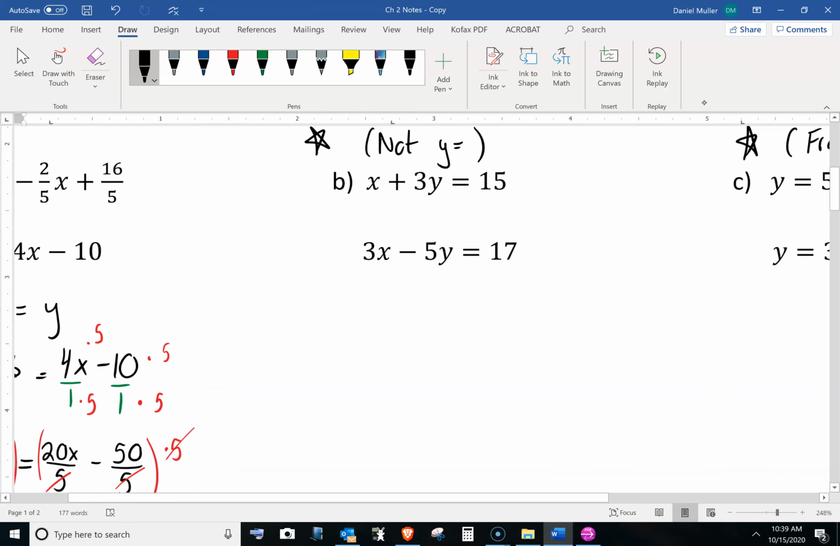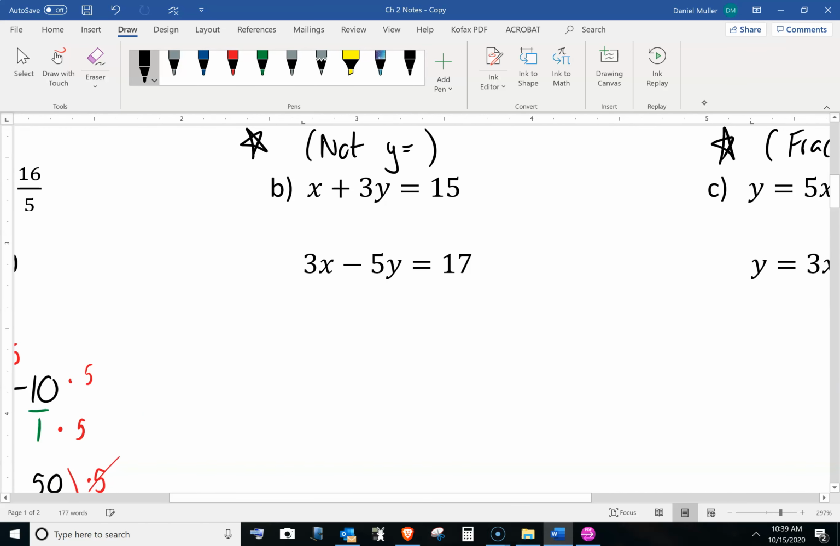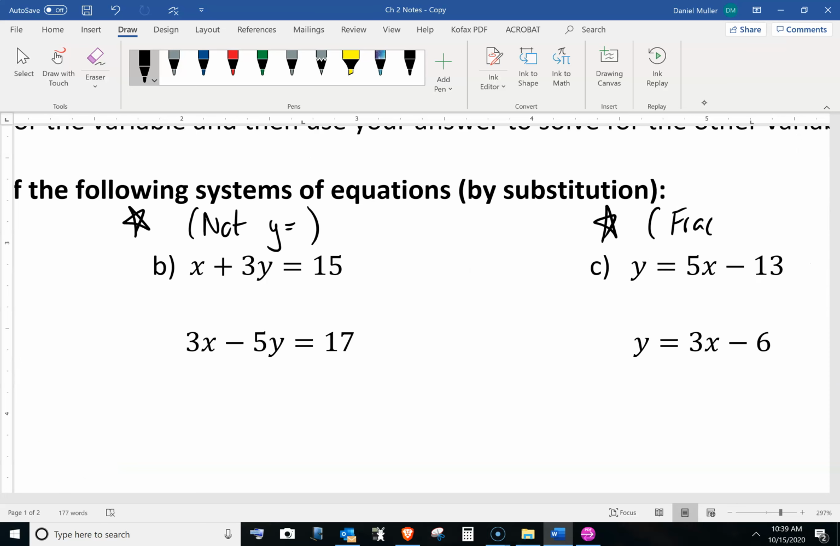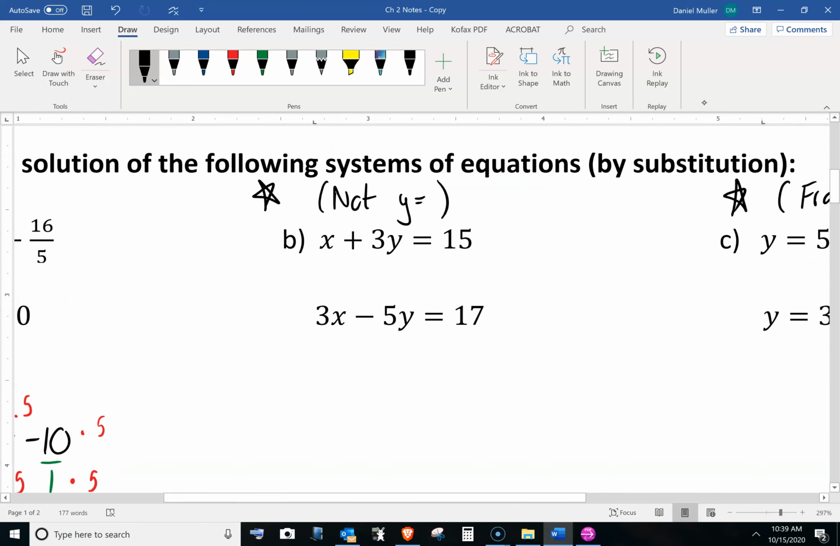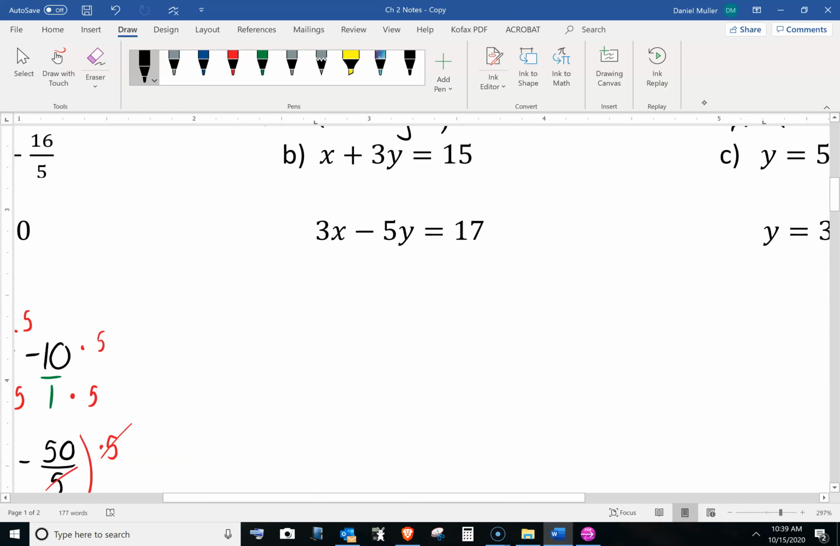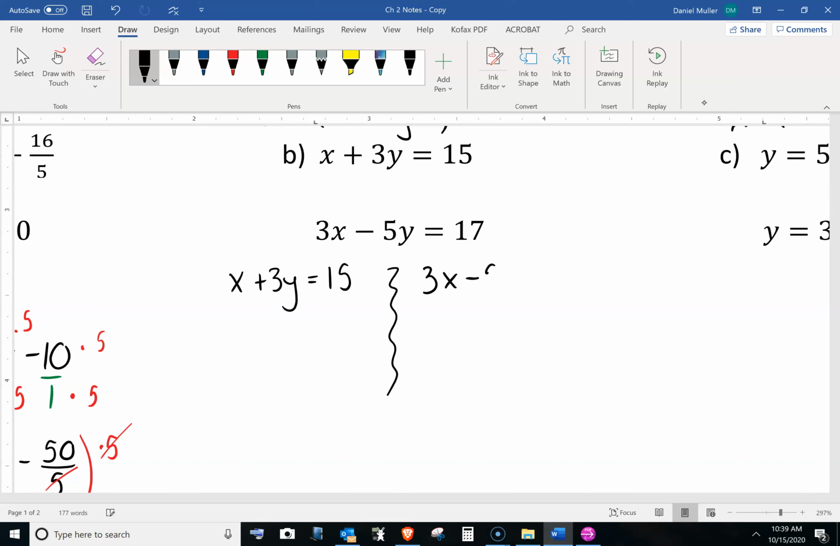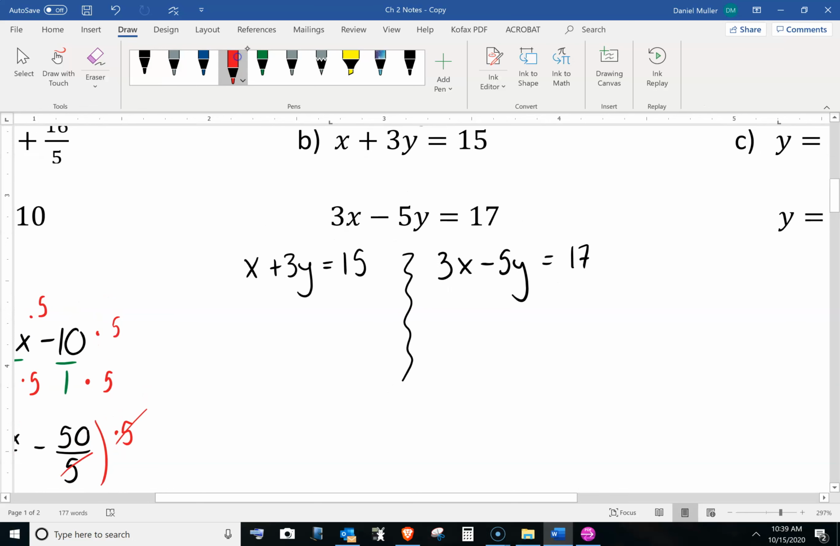So let's take a look here. We need this to be y equals. x plus 3y equals 15, and 3x minus 5y equals 17. So I'm going to be crunched for space in this question because I need to get y alone. So I got to do that. So I'll do this one first.